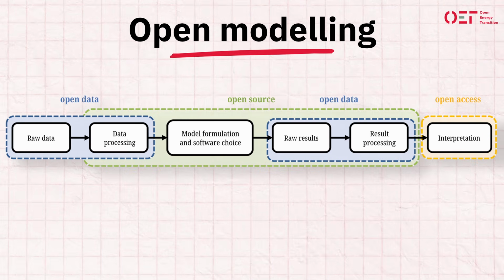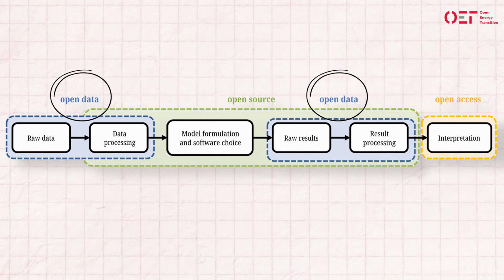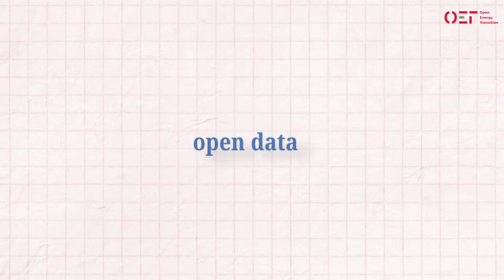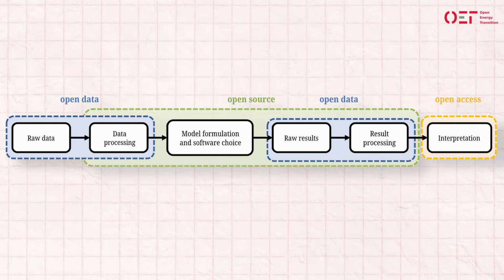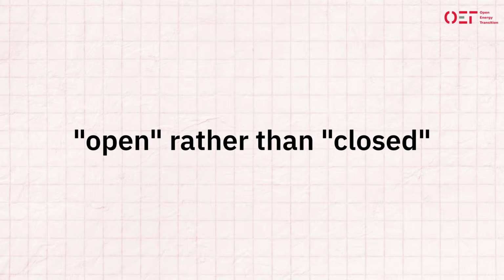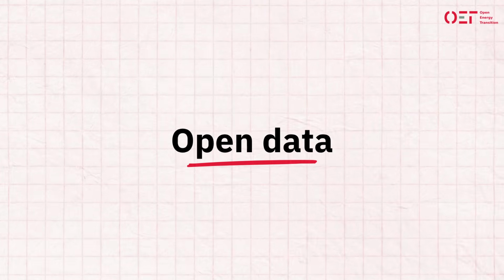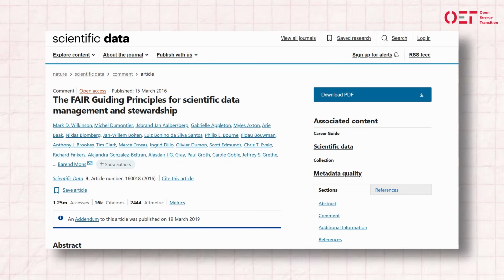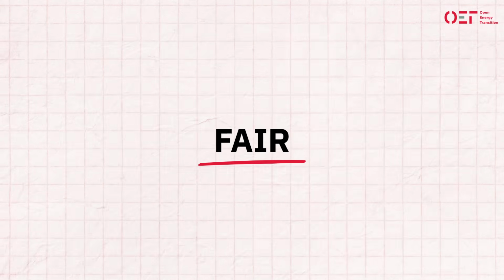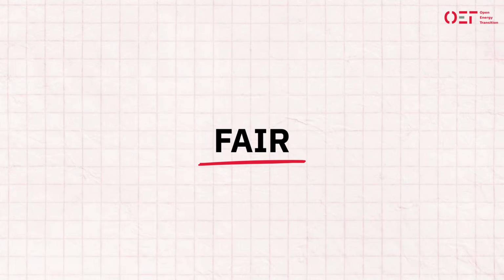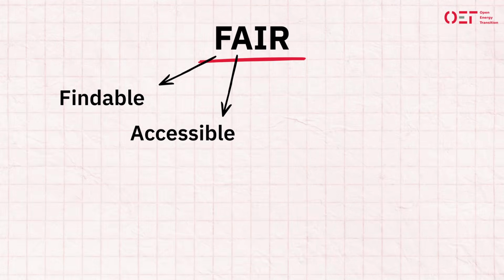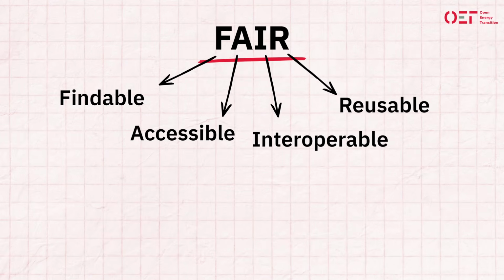The other important aspect of modeling is the data. So, let's explain what open data entails. In the fully open modeling process, data used would classify as open rather than closed. A widely accepted definition of open data is derived from the 2016 paper on FAIR principles. FAIR stands for findable, accessible, interoperable, and reusable.